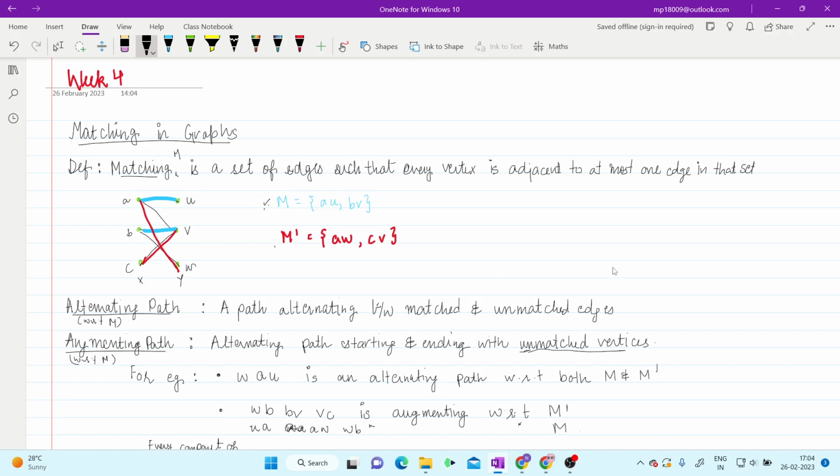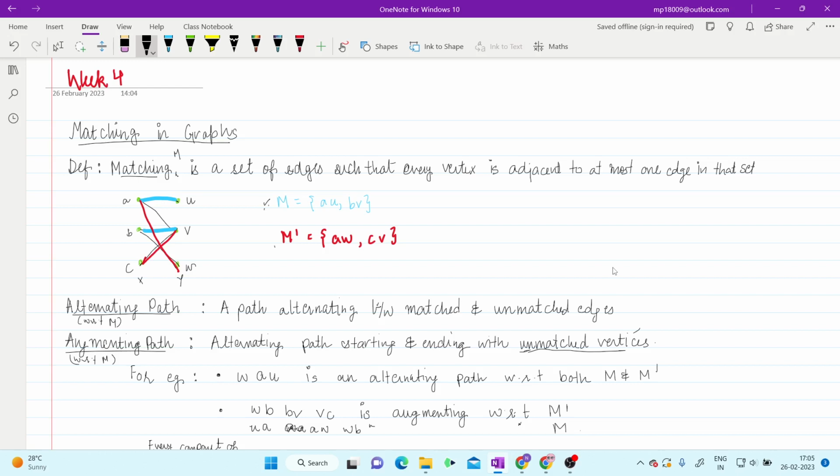Please note that we mean unmatched vertices. It's not enough that you have an alternating path which starts and ends with an unmatched edge; if it is not starting with an unmatched vertex, then that path won't be an augmenting path. It is necessary for an augmenting path to start and end with an unmatched vertex. So it starts with an unmatched vertex, ends with an unmatched vertex, and in between all the edges alternate between matched and unmatched edges.